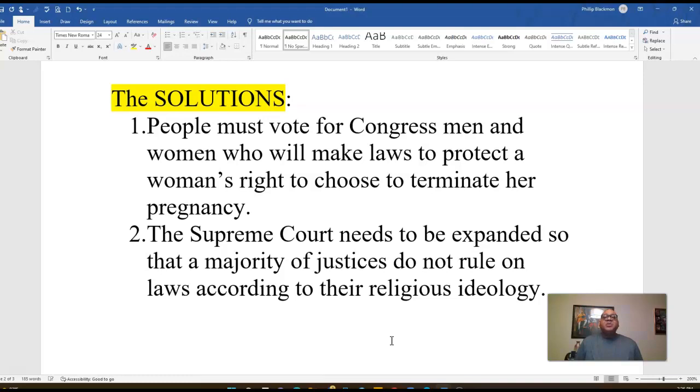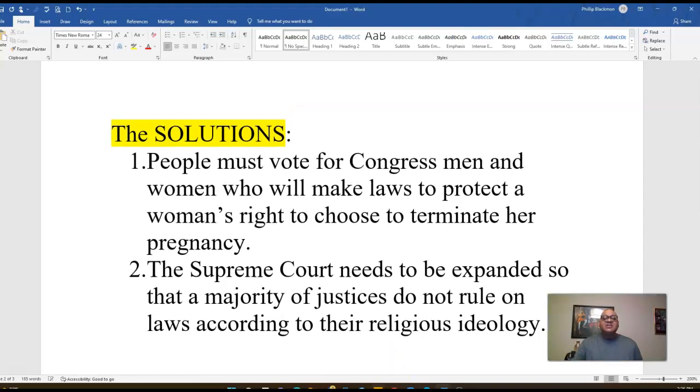Of course, people can vote for congressmen and congresswomen who are going to make laws to protect a woman's right to choose to terminate her pregnancy. Another solution would be expanding the Supreme Court so that there are more justices on the court to balance out those judges who are making decisions based on their religion, when, as we all know, in the United States there is a separation between church and state. So you have the situation, which leads to problems, which should lead you to solutions.